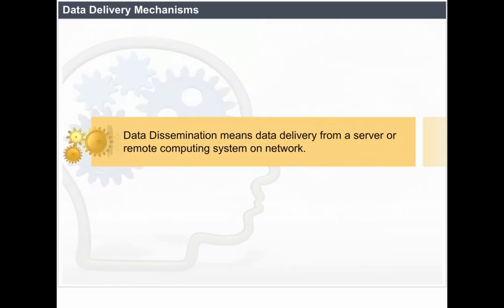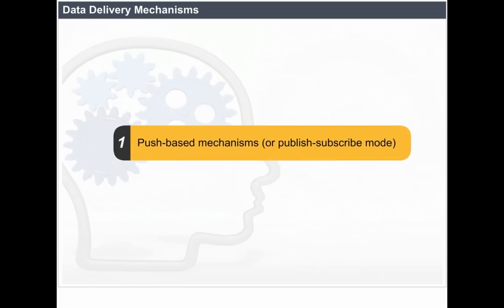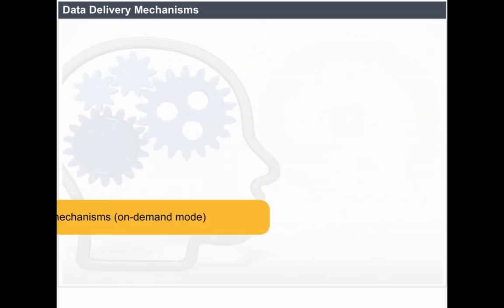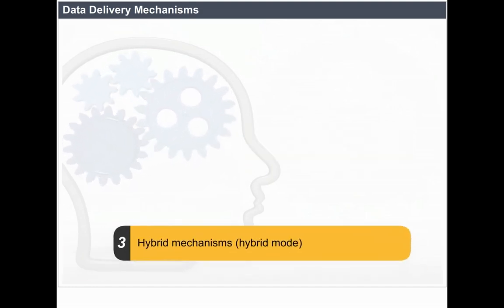Data delivery mechanisms. Data dissemination means data delivery from a server or remote computing system or network. Delivery mechanisms are classified as push-based mechanisms, or publish-subscribe mode, pull-based mechanisms, or on-demand mode, and hybrid mechanisms, or hybrid mode.